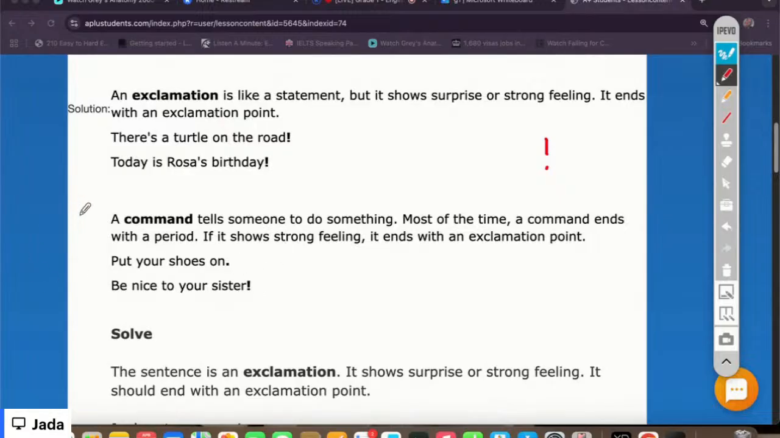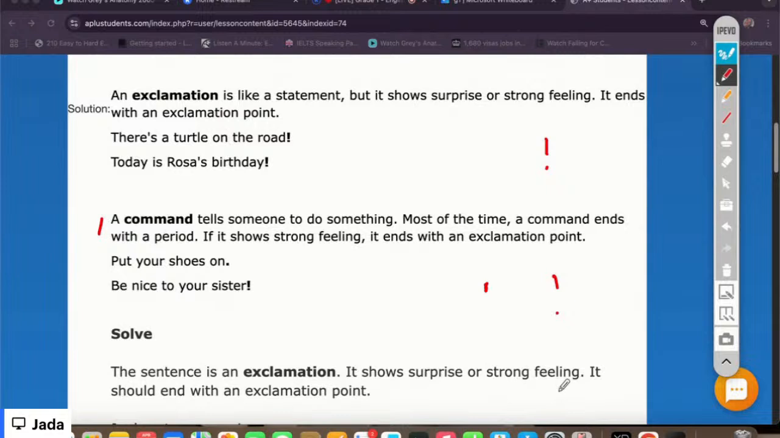Okay. Now next up we have a command. A command tells us to do something. Most of the time, a command ends with a period. So the period is also the dot sign that we know. If it shows a strong feeling, it ends with an exclamation point. So a command either ends with an exclamation point or it ends with a period. Once the command doesn't show a strong feeling, it ends with a period. But if it shows a strong feeling, it ends with an exclamation.